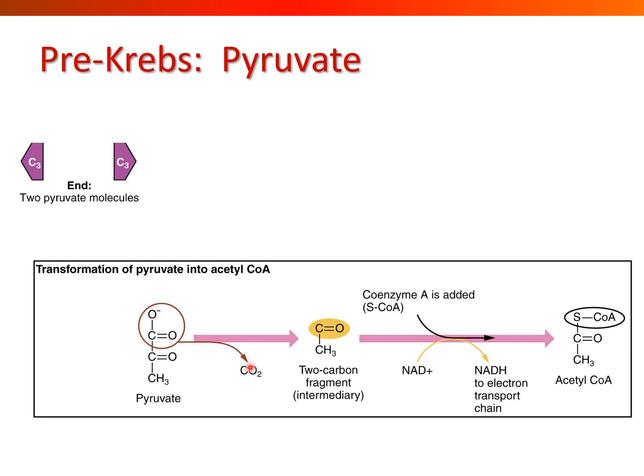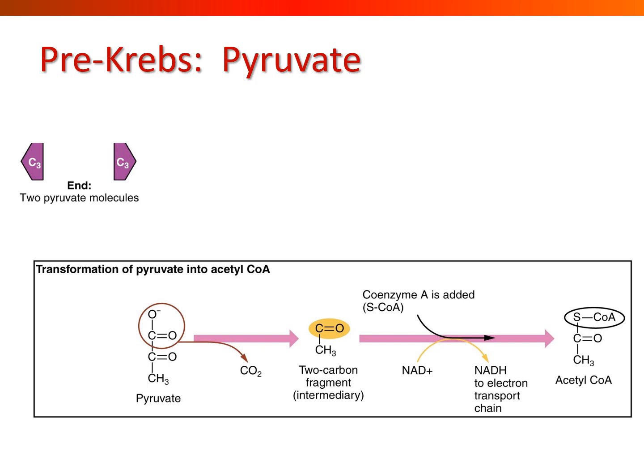So there's a carbon and 2 oxygens. It goes out as carbon dioxide, and we're left with a 2-carbon molecule right here. And we're going to add this coenzyme A to this in order to create this molecule known as acetyl CoA, and it's this molecule, the 2-carbon molecule, that's going to enter into the Krebs cycle.